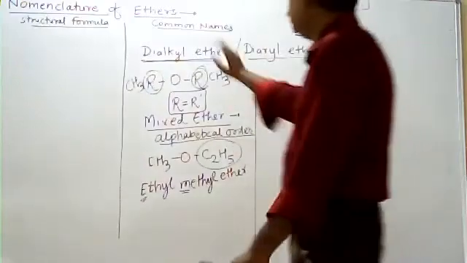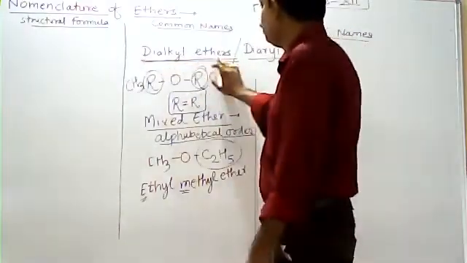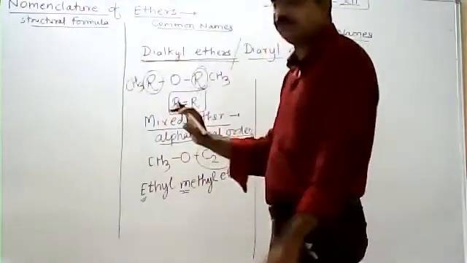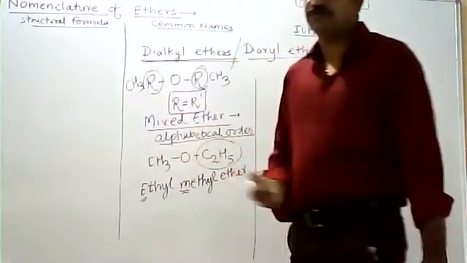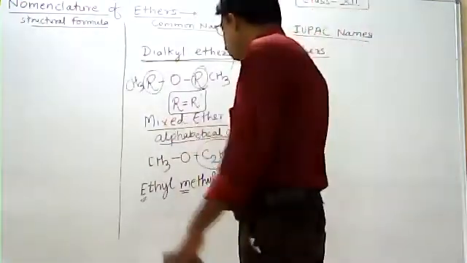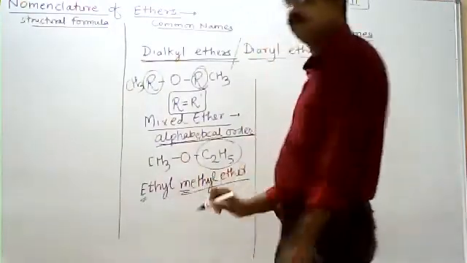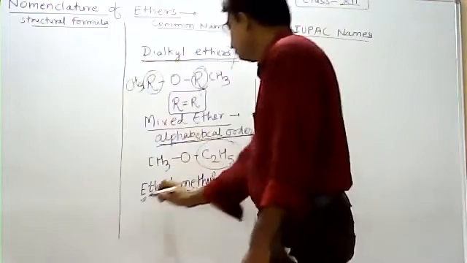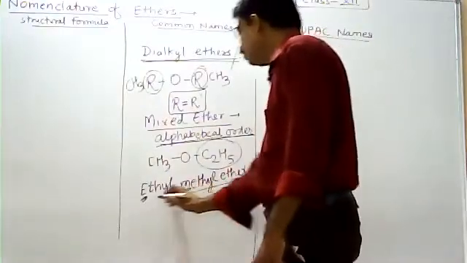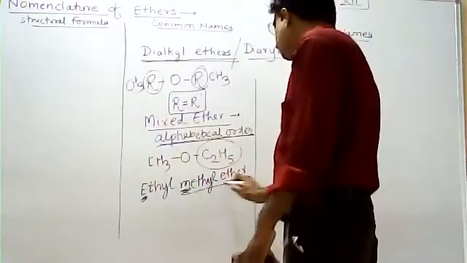Common names are given as dialkyl ether. In the case of simple ether or symmetrical ether, use dialkyl ether or diaryl ether. If both are aryl groups, we can say diphenyl ether. If both are alkyl, the groups are the same, in simple ethers dimethyl ether, diethyl ether. Then in the case of mixed ether, use alphabetical order. Ethyl methyl ether. E comes first in the alphabet, then M is there. So ethyl comes earlier, first say ethyl, then methyl and followed by the suffix ether. So this is ethyl methyl ether.